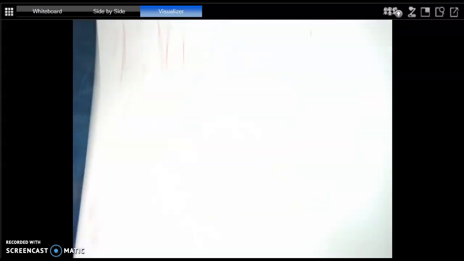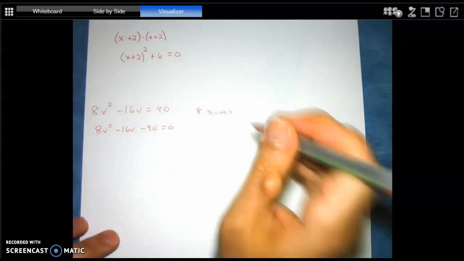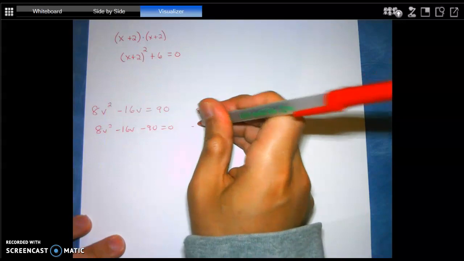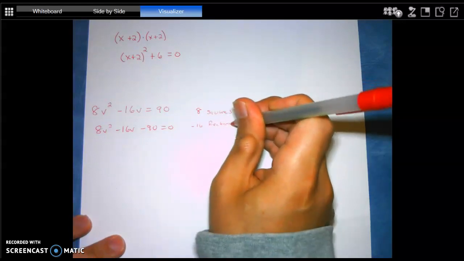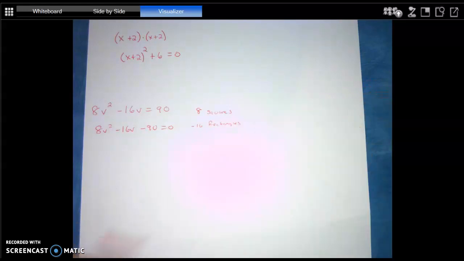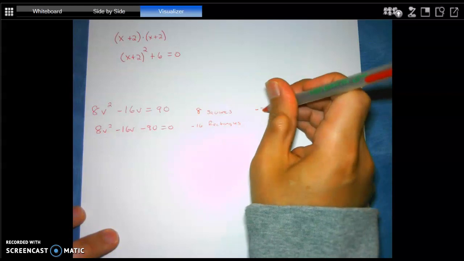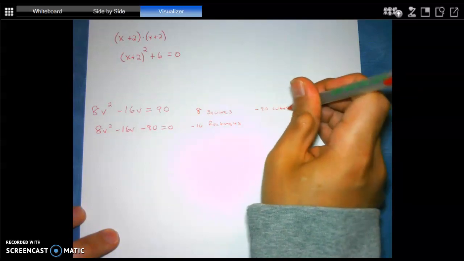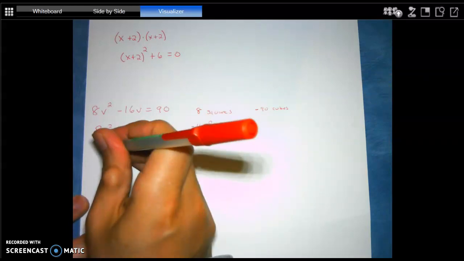Let me try to make this look a little nicer. The lighting, hopefully that helps. Okay, now I have negative 16 of the rectangles. And we'll talk about kind of how we're going to handle that. And then I have negative 90 of those little cubes. So I'm kind of in the hole 90. Okay, let's draw our square.